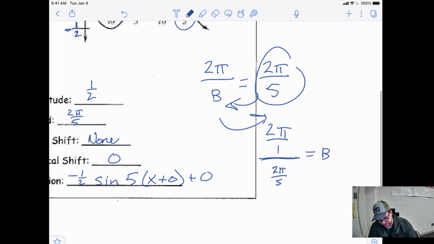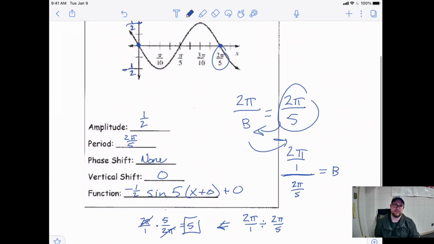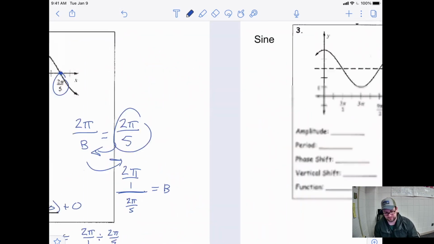So we have a dividing problem. If I take my 2 pi over 1 and divide that by 2 pi over 5, what that means is I have 2 pi over 1 times 5 over 2 pi. My 2 pi's cancel each other off, and I'm just left with 5, right? So there are a lot of different ways to solve that, but that's what your b value is, making this our final answer: negative 1/2 sine of 5 times x plus 0 plus 0.